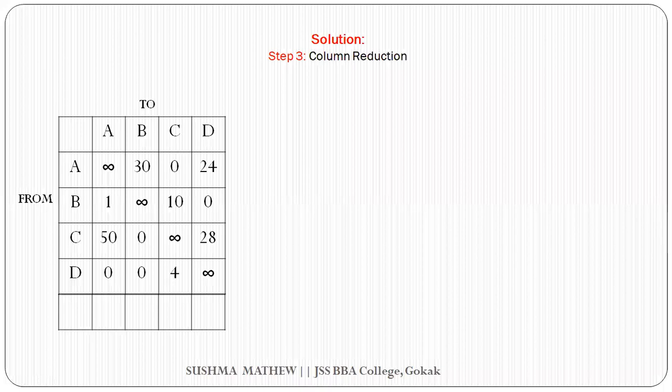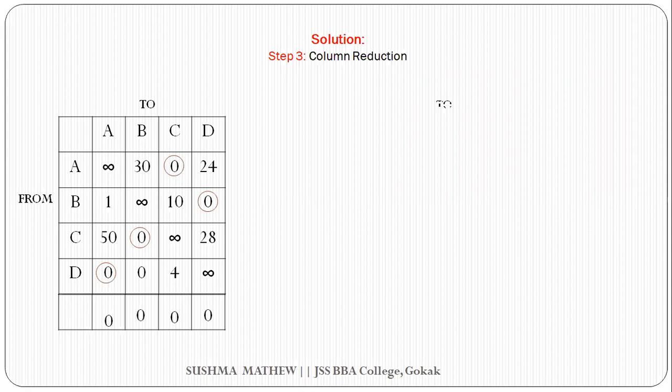Okay. So minimum element is 0. And in column B also minimum element is 0. In column C, the minimum element is 0. And in column D, minimum element is 0. Now once these elements are identified, what are we supposed to do? We just have to subtract them from the other elements.